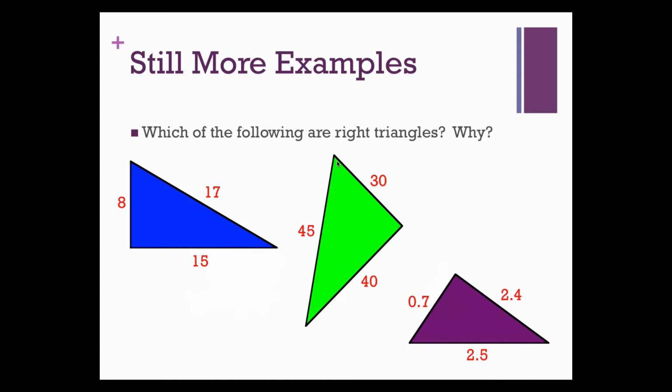Blue, yes or no? Yes, because 8 squared plus 15 squared is in fact 17 squared. Green? No, because 30 squared plus 40 squared is not 45 squared. And purple? Yes, because 0.7 squared plus 2.4 squared equals 2.5 squared. This should not be incredibly difficult, and as I mentioned, the only snafu that comes in here is when you put the lengths in the wrong positions. Oh, by the way, is the green one even a triangle? No.